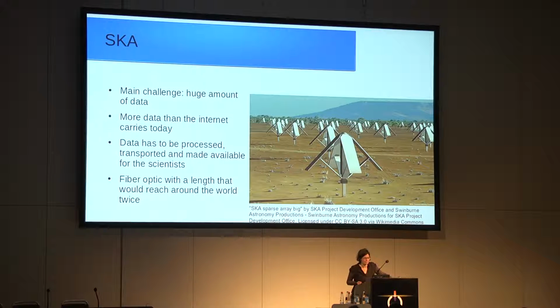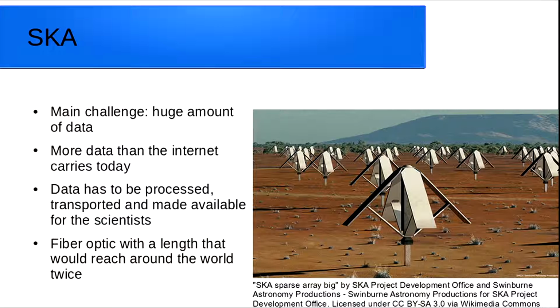I had an interview with the technical director of the SKA earlier this year, and he told me that they are planning to have more data on their stations than the internet carries today altogether. And all this data has to be processed, transported, and made available for the scientists. They plan to deploy fiber optic cable with a length that would reach around the world twice. And they actually trust in Moore's law to process all this data. They wait to buy the hardware until later, until it is really needed.